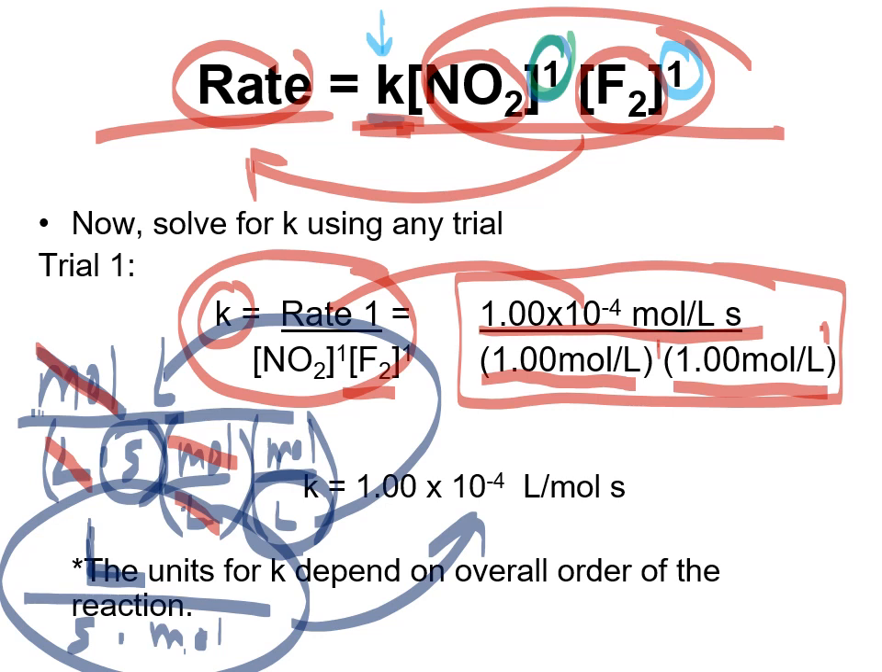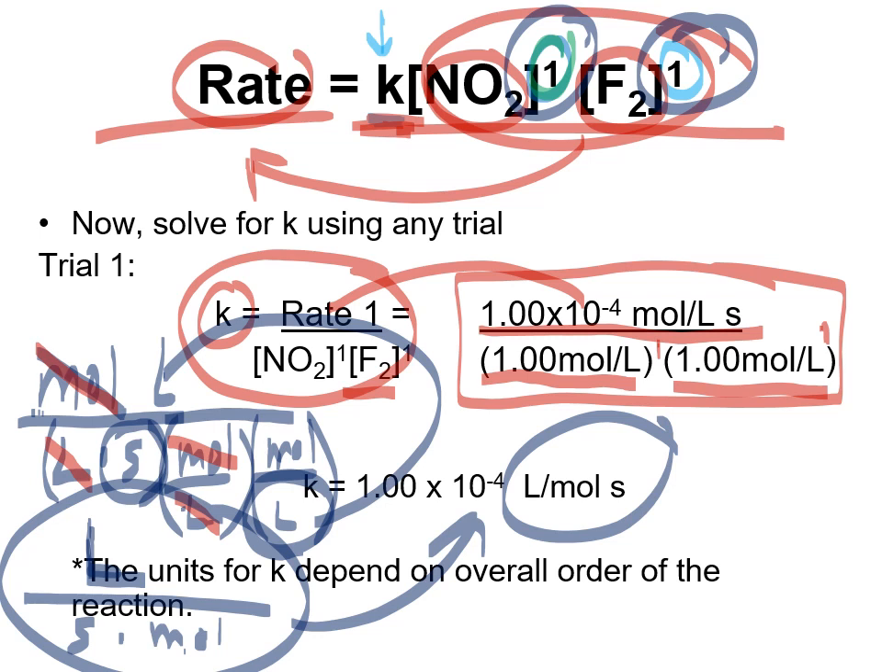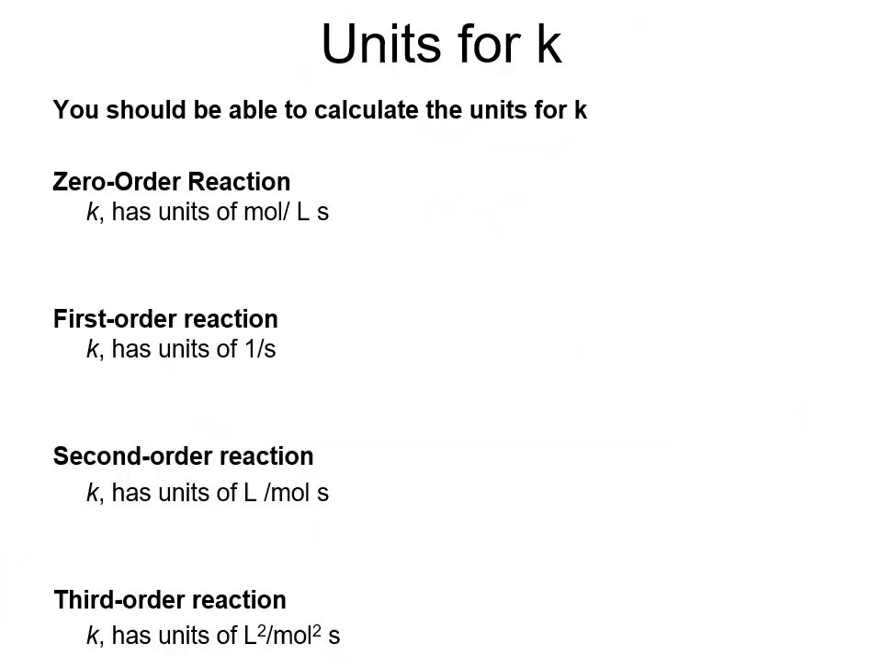So the units for K will change depending on the order of the reaction. This is a second order reaction because we have an exponent of 1 and an exponent of 1. Any second order reaction will have that as the unit, but a first order reaction or a third order reaction would not have the same units because we're going to have different units on the denominator here. So it's always going to work out for a second order reaction to be liters per mole second.